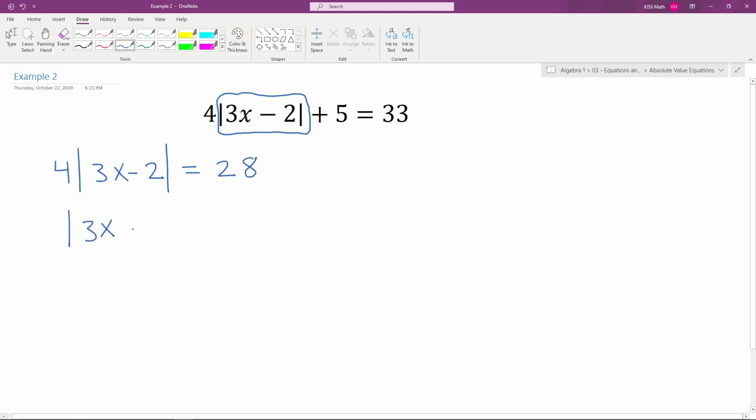I'll get the absolute value of 3x minus 2 equals 7. So we've successfully isolated the absolute value. This negative 2 stays over here because it's still inside the absolute value. And so at this point, we'll make our 2 separate equations.